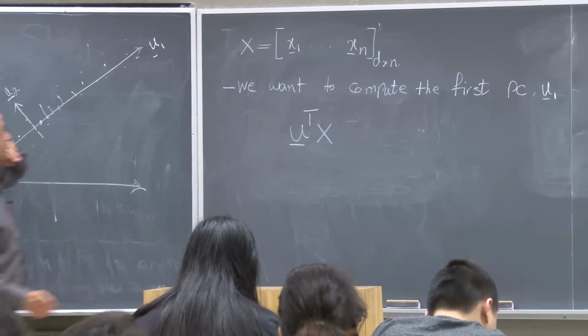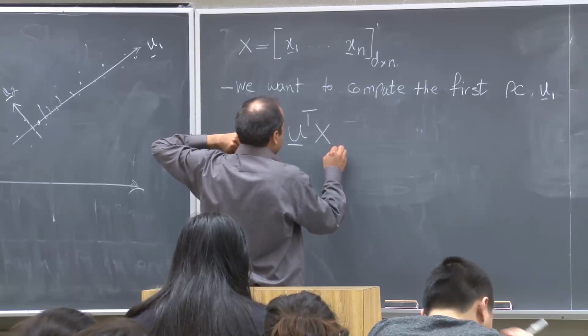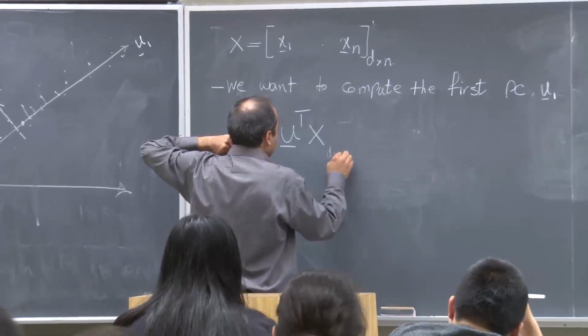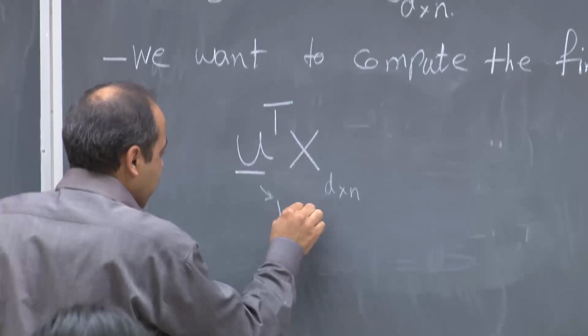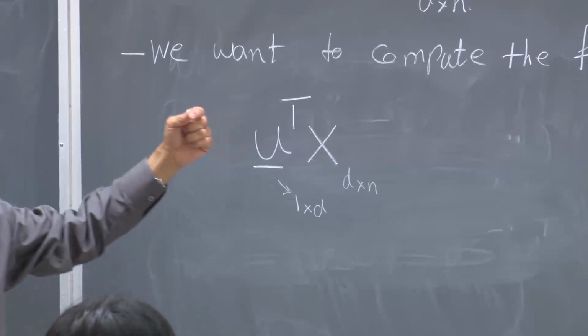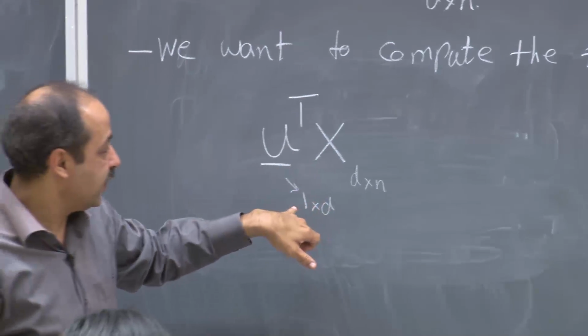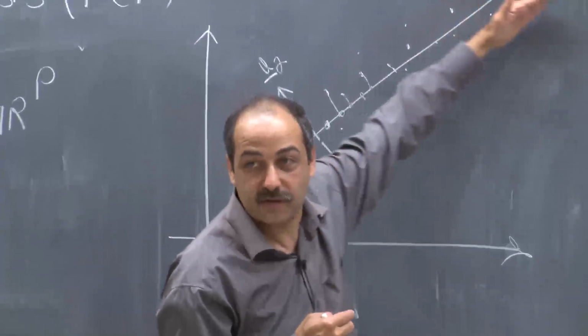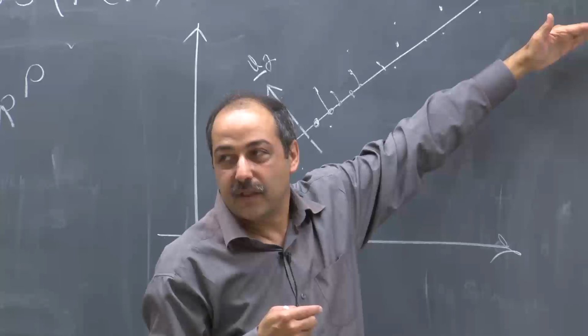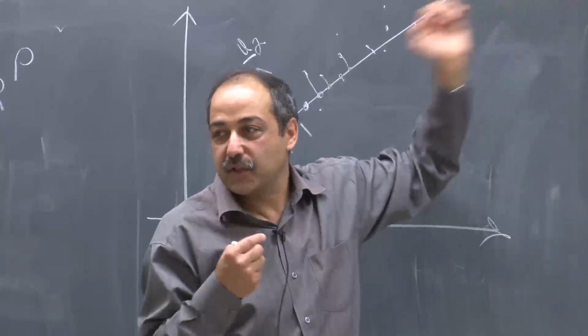You know, U is 1 by D, and X is D by N. If I make this multiplication, it's going to be 1 by N, as I projected all of these points on the direction of this U. So they're going to be N one-dimensional data points.